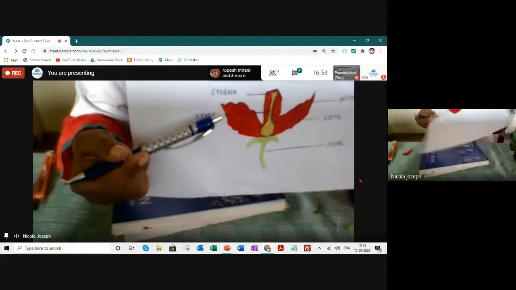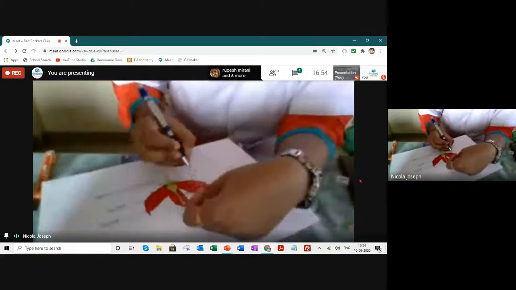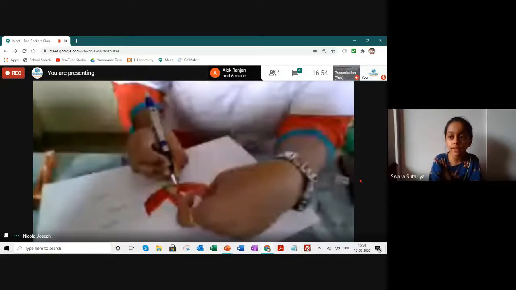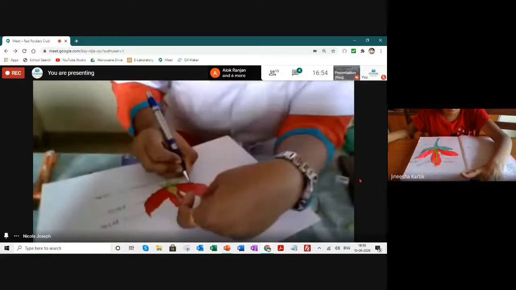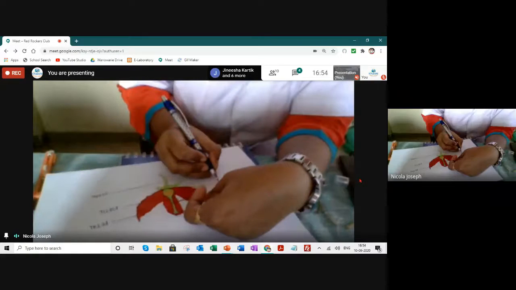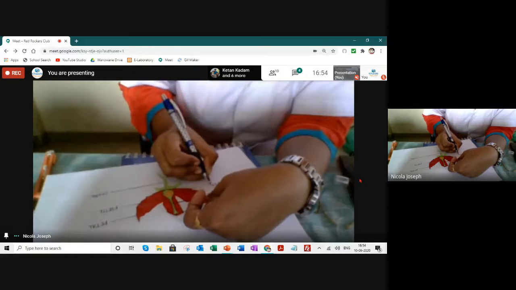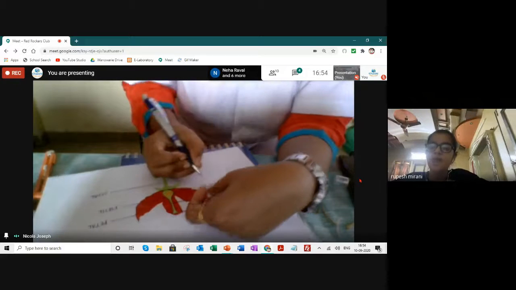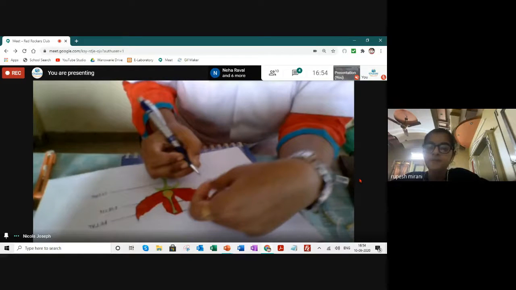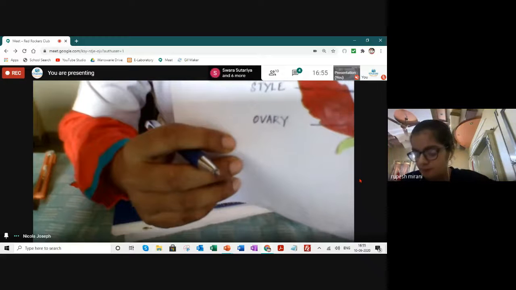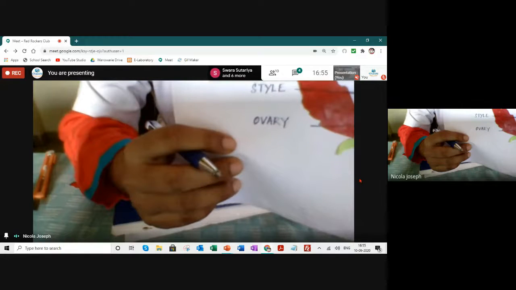And what is the swollen portion called? Who remembers what the swollen portion is called? Ovary. Very good. Ovary. O-V-A-R-Y. Ovary. Can you all see it? Ovary.